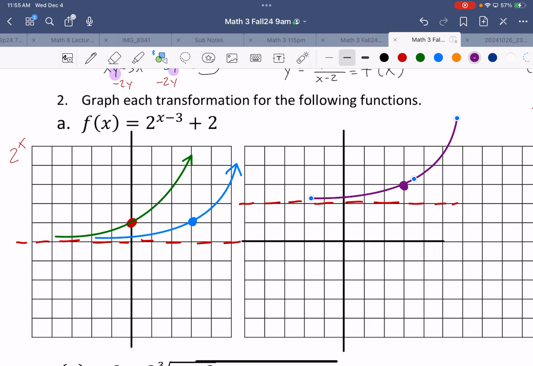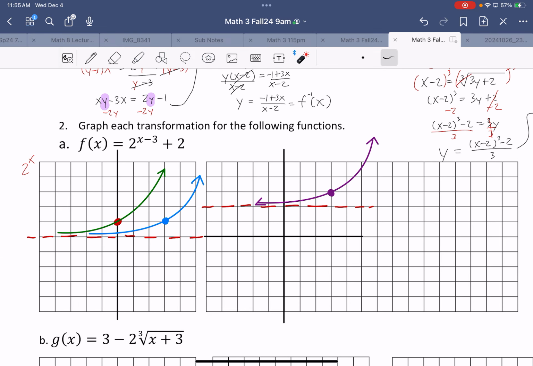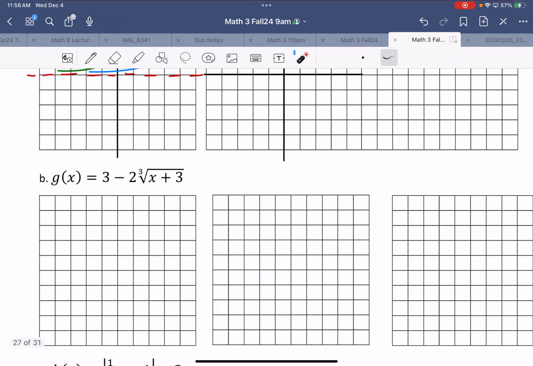Now, I've said this before, and I'll say it again. If you want a more precise graph, you can always just make your table and choose X values, get your Y's, and you'll have a more precise graph if you ever need it, right? That table should always be in your back pocket, ready to use. But that's it. It just moved right and went up.